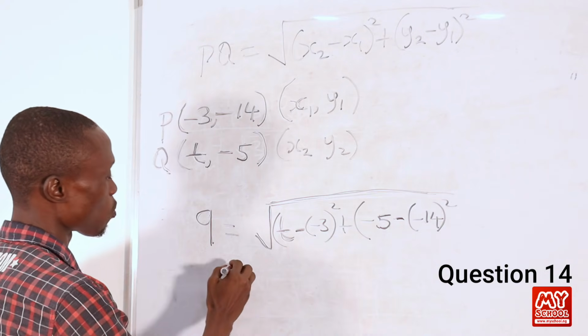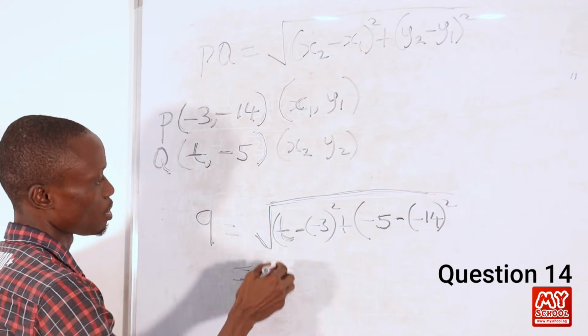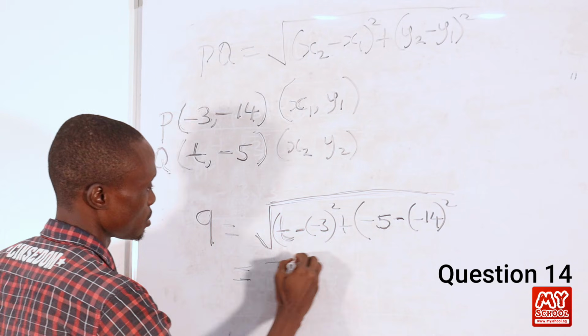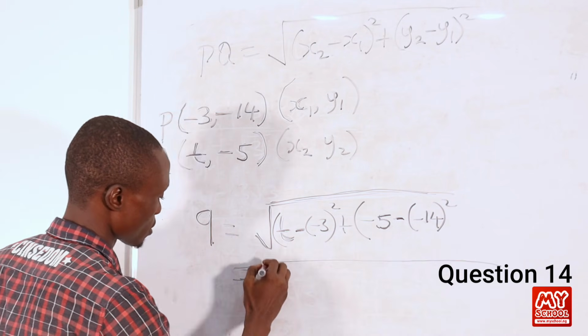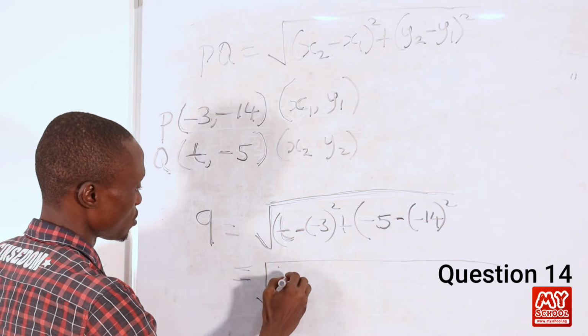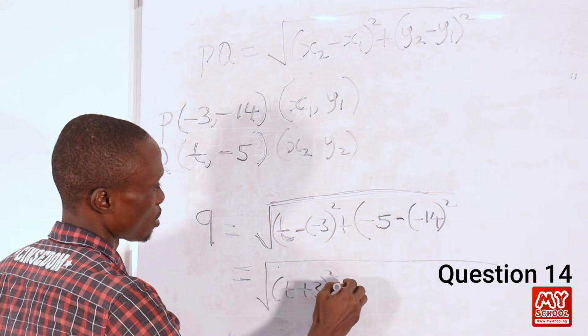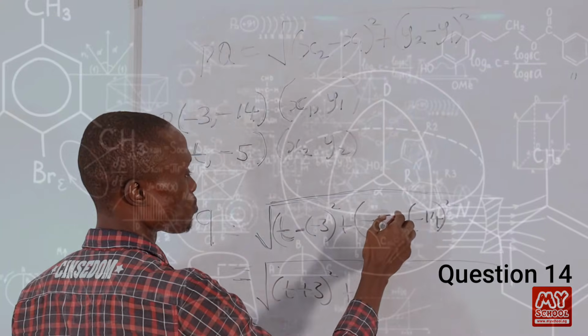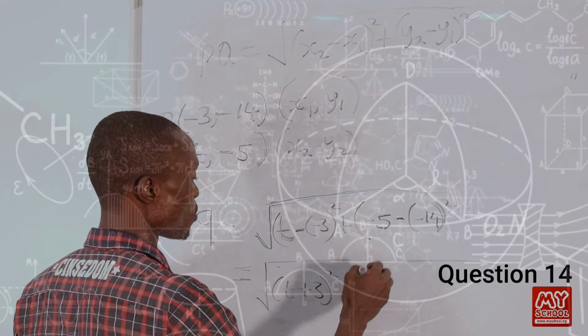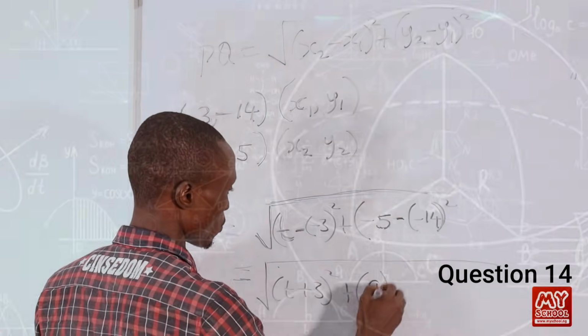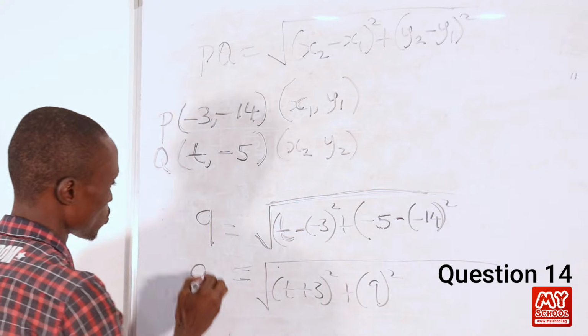Okay, so let's tidy up what we have under the radical sign. So this will give us T. Let me draw the radical sign again. So this will give us (T plus 3) all squared plus minus 5 plus minus 14. That will give us plus 9. Okay, all squared. So this is equals to 9.